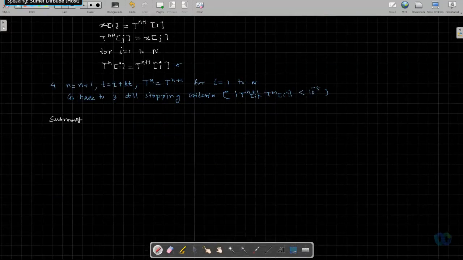Subroutine is also called a function in C, and subroutine is the general word used in Fortran. And function is the word generally used in C or C++ and in most of the variants of programming languages. So subroutine tridiag.